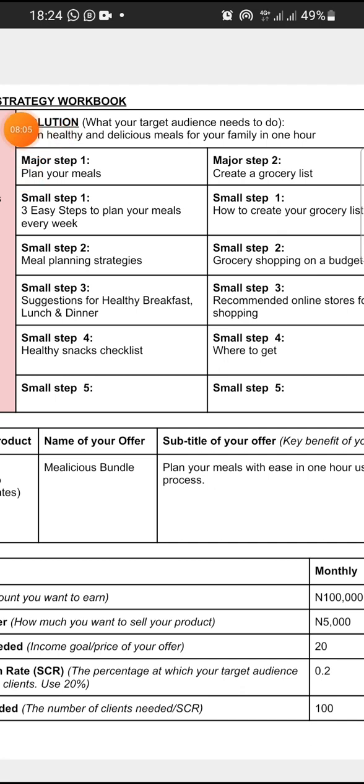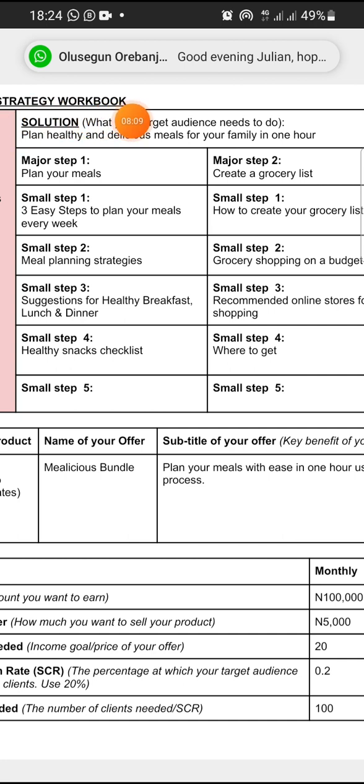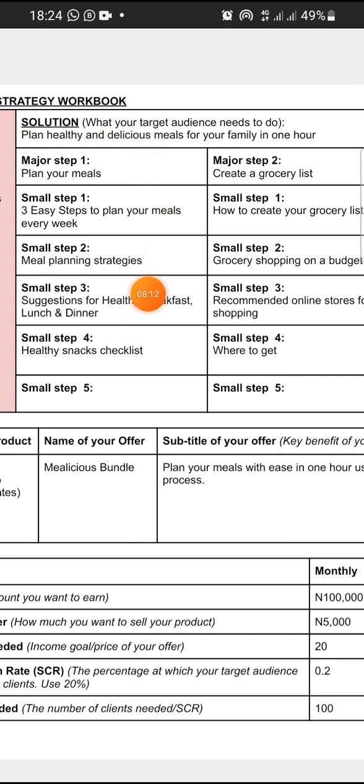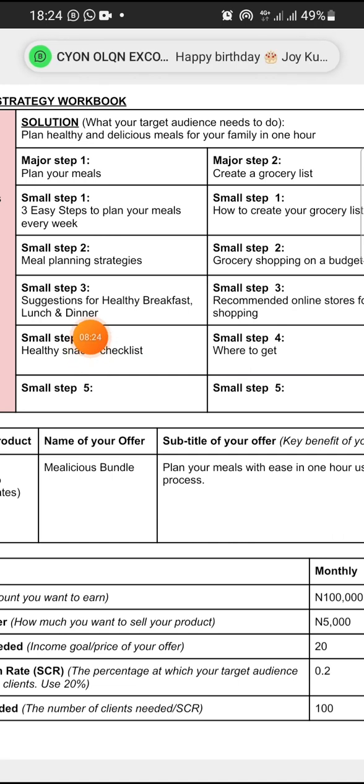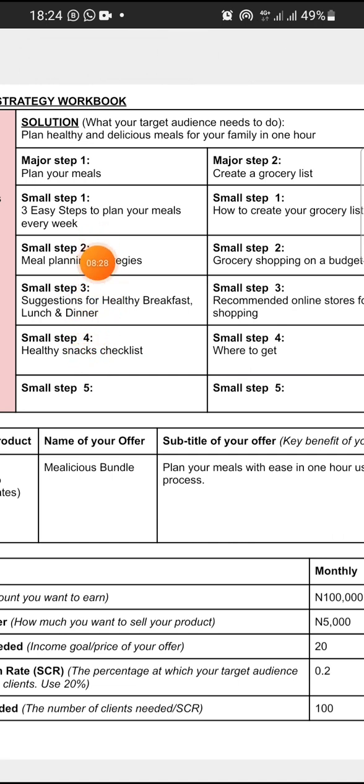So what you need to do is think of the smaller steps that your target audience need to take in order to achieve their big step. So those smaller steps, you can call them lessons. So if you are creating an online course or video or ebook, you can just have it as lesson 1, lesson 2, lesson 3.